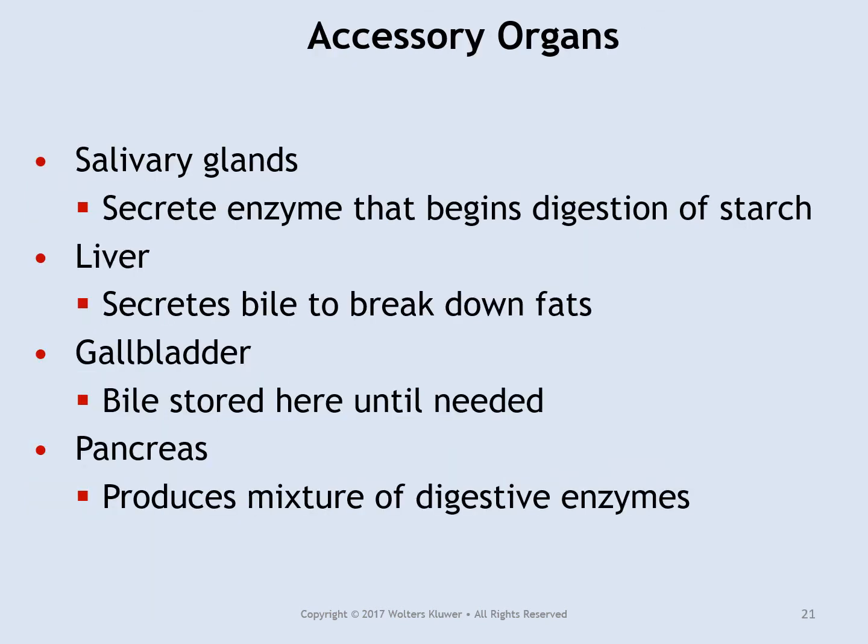Accessory organs are called accessory organs, not because they're like accessories that you can choose to use or not use. They're called accessory organs because they are not part of that big tube that runs the length of your body. They're still very important for digestion, and if you don't have them and if they're not functioning properly, it's not going to end well for you. There are 4 accessory organs: your salivary glands, your liver, your gallbladder, and your pancreas.